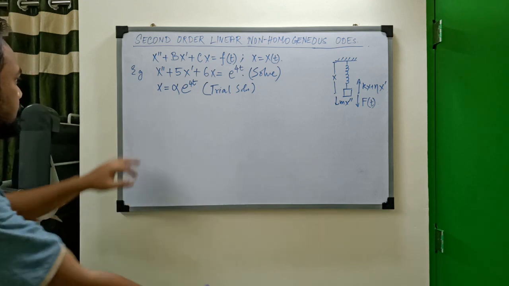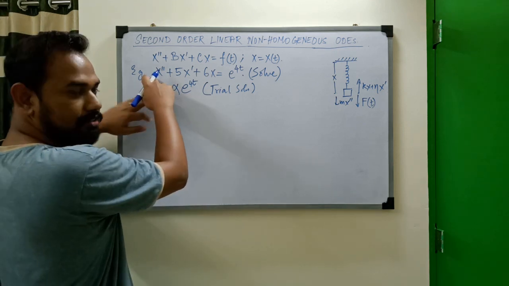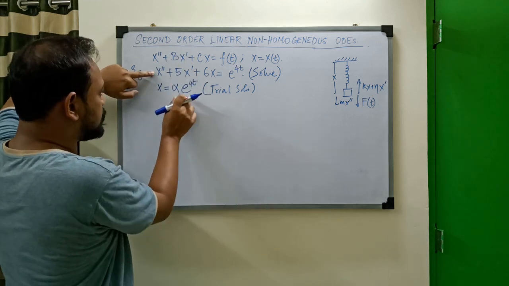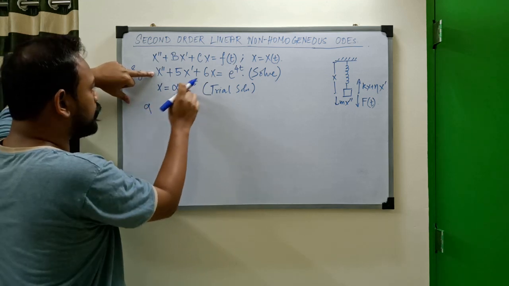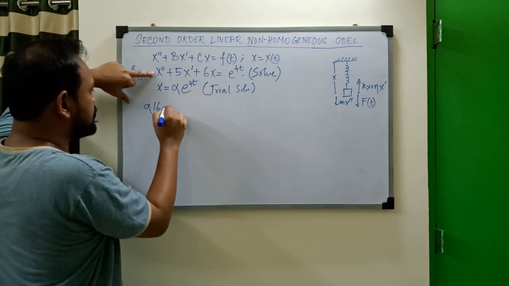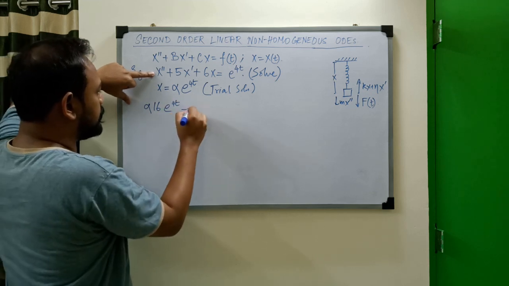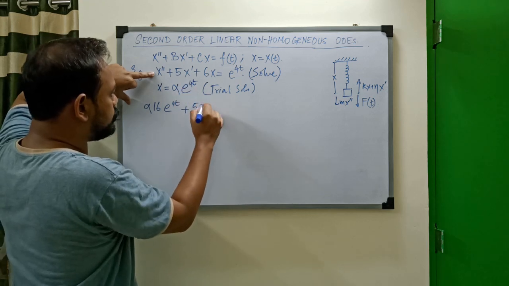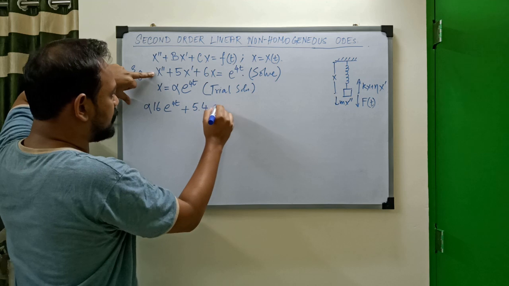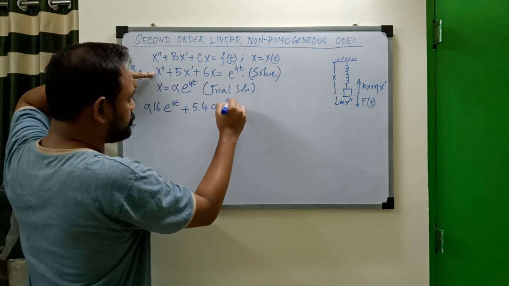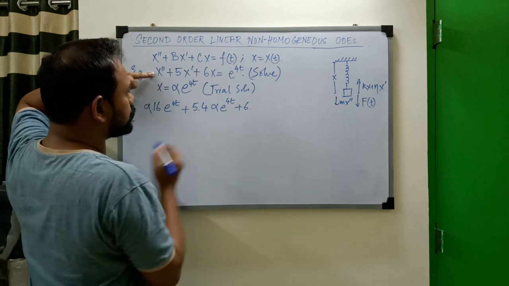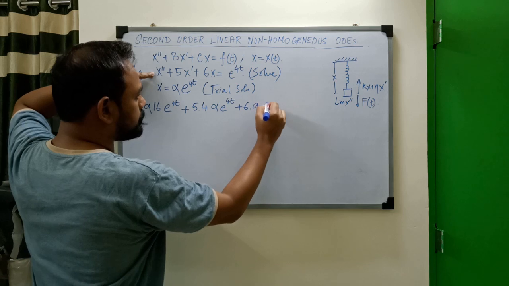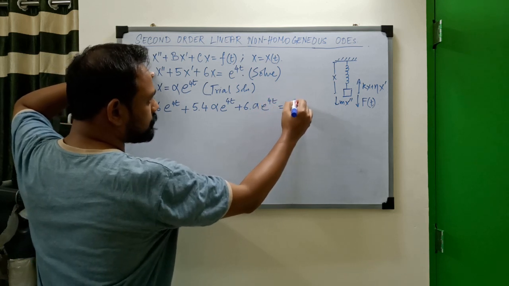So, alright, let's say I try this out. Instead of x, I put alpha e to the power 4t. I differentiate that twice, so I will get alpha, 4 comes down twice, so I will get a 16 e to the power 4t, plus 5 times, well, differentiate this once, so I will get 4 down here. I still have alpha, and I will have e to the power 4t, plus 6 times this, no differentiation at all, so alpha e to the power 4t, and on the right hand side I have e to the power 4t.